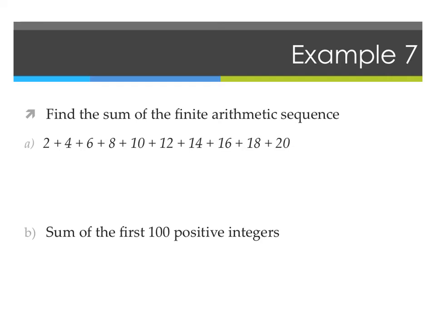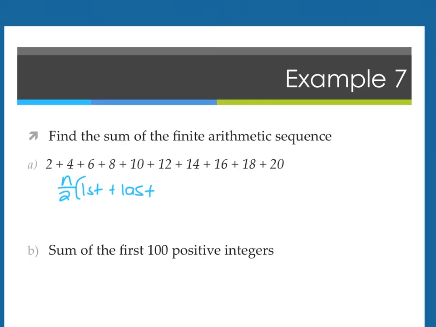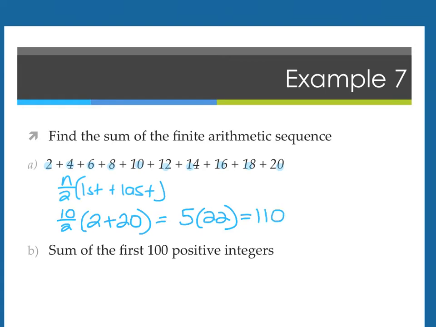So I want to say that n over 2 times first plus last. So the first thing I need to know from this is how many terms there are. 1, 2, 3, 4, 5, 6, 7, 8, 9, 10. There's 10 terms there. What's the first term? 2. What's the last term? 20. So this would be 5 times 22, which is 110.